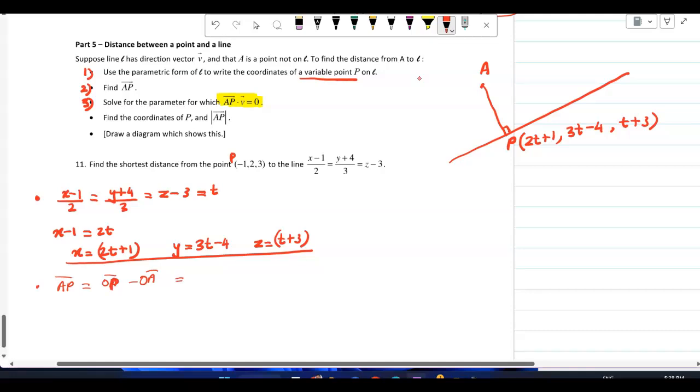So OP is x, y, z, minus A. A's coordinates have been given in this point. This is point A. So A is minus 1, 2, 3. So that will be 2t plus 2, 3t minus 6, and t.